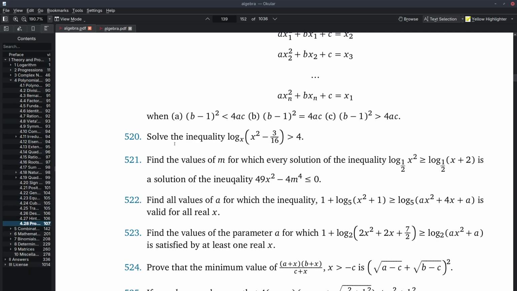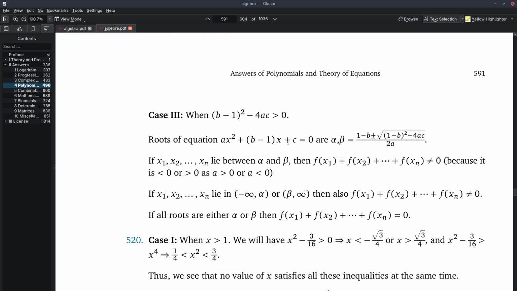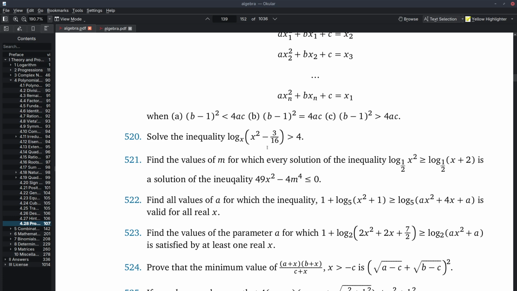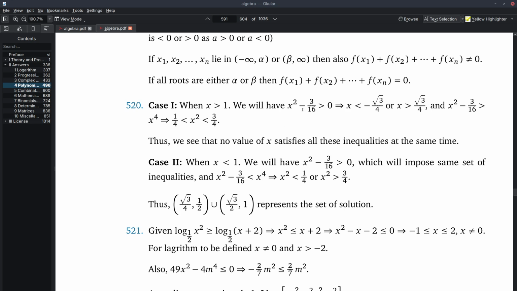Now we solve question number 520. We have to solve the inequality log of (x squared minus 3 by 16) with base x greater than 4. So, a pretty straightforward problem. When x is greater than 1, we will have x squared minus 3 by 16 greater than 0. So x will be less than minus square root of 3 by 4 or x greater than square root of 3 by 4.